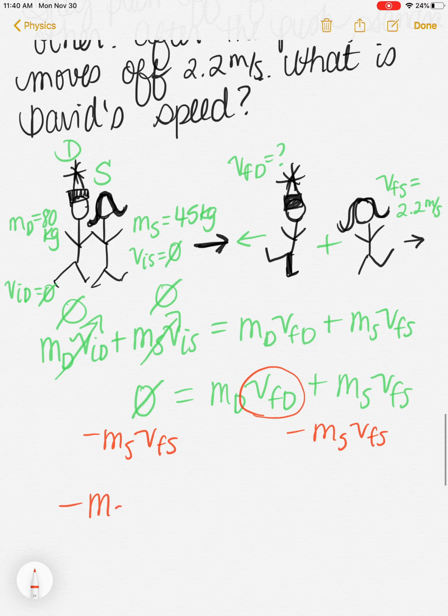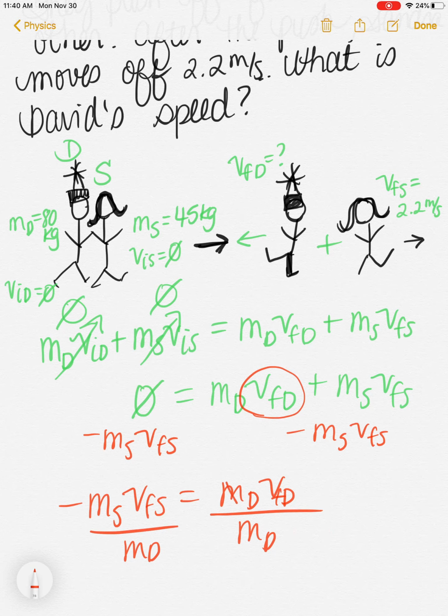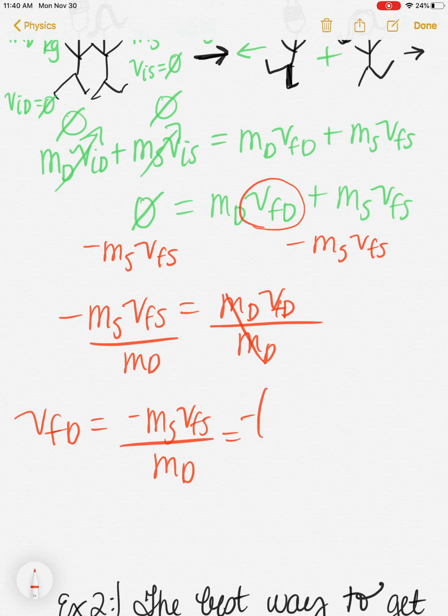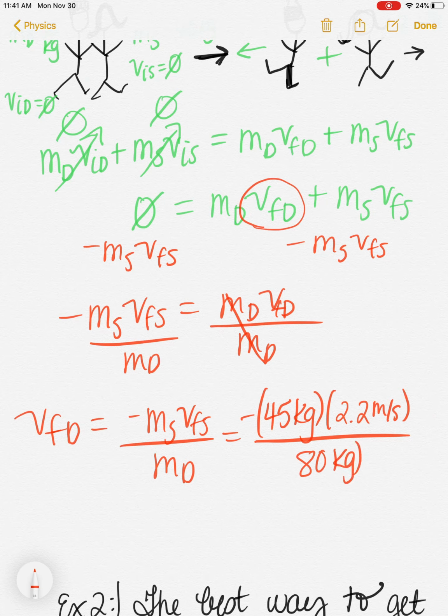So this now is going to say negative mass of Sandra, final velocity of Sandra equals mass of David times final velocity of David. And if I'm trying to get the final velocity of David by itself, I'm going to divide by the mass of David on each side. So if I clean that up a bit, the final velocity of David should be equal to negative mass of Sandra times the final velocity of Sandra divided by the mass of David. Now I can plug in the mass of Sandra is 45 kilograms times her final velocity of 2.2 meters per second all over 80 kilograms.